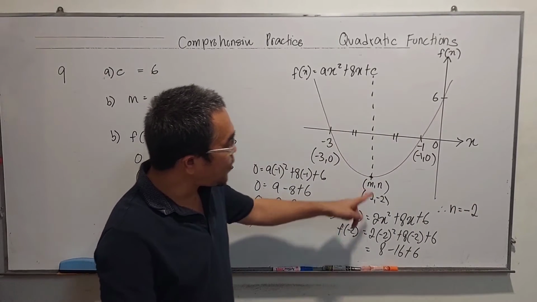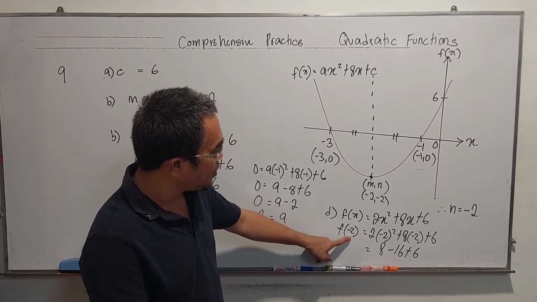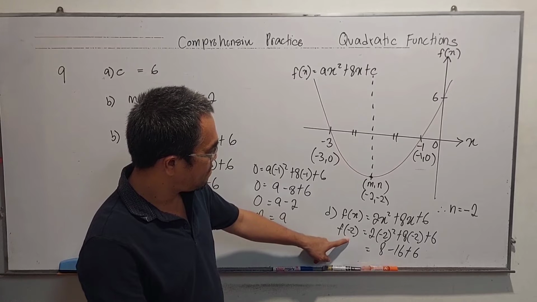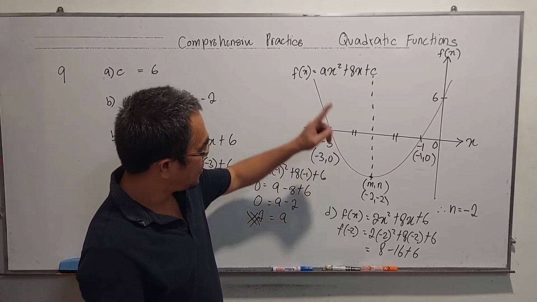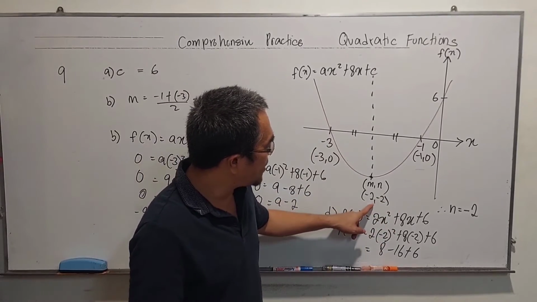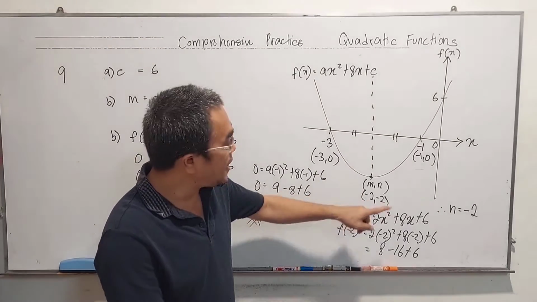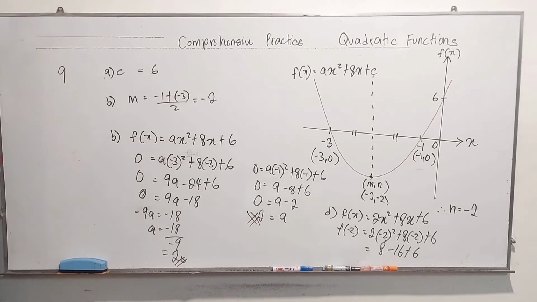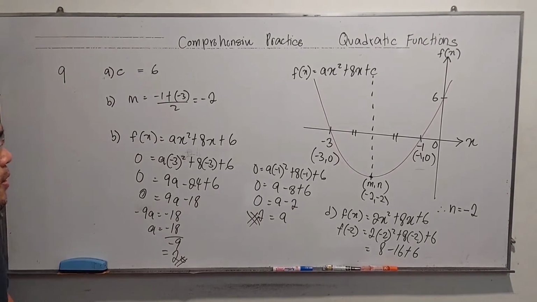The other way is that you replace x as -2. Yeah, this is how you replace it. So the coordinate of the minimum point will be (-2, -2). Is there any further clarification that you need? Let me know.